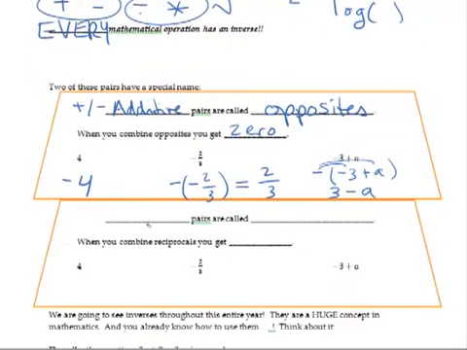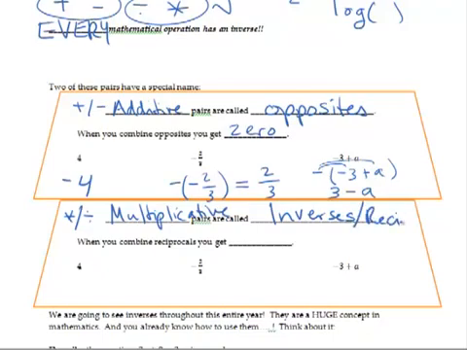Sorry. This next one that you also are familiar with, these ones are the multiplication and the division. So we call these the multiplicative pairs. These are called inverses, or reciprocals is the word you're used to hearing. The reciprocals. When you combine reciprocals, you don't get 0, that's for opposites, you get 1. So reciprocals, when you combine them, give you 1.